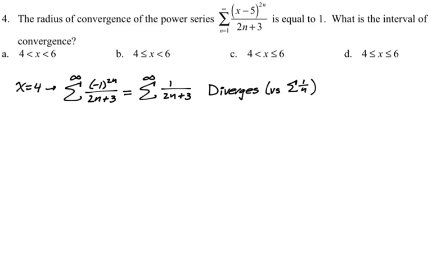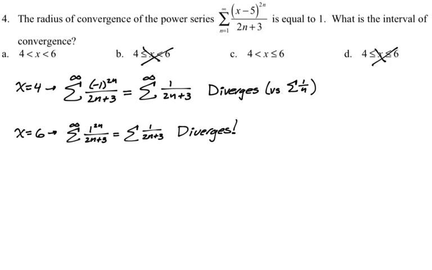All right, so I know that at x equals 4 it diverges, so I can cross out anything that had it converging there. So B and D are gone. Now I need to test 6 in the same way. Take 6, plug it in for x. We get 1 to the 2n over 2n plus 3. 1 to the 2n is just 1, so we have 1 over 2n plus 3, and I know that diverges. It's the exact same series, so for the same reasons I can cross out anything that involves 6 converging, which would be C, but I'm just going to circle A, which is the answer.